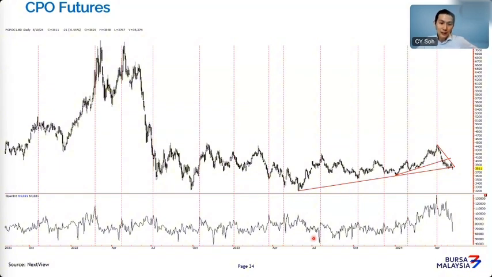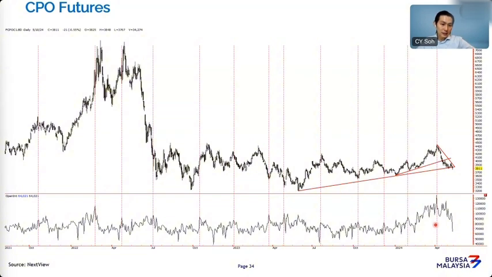Now we can look further right at our recent market this year. In the last month, CPO surprisingly went back above the 4,000 level. You can see that, yes, it goes up above 4,000.